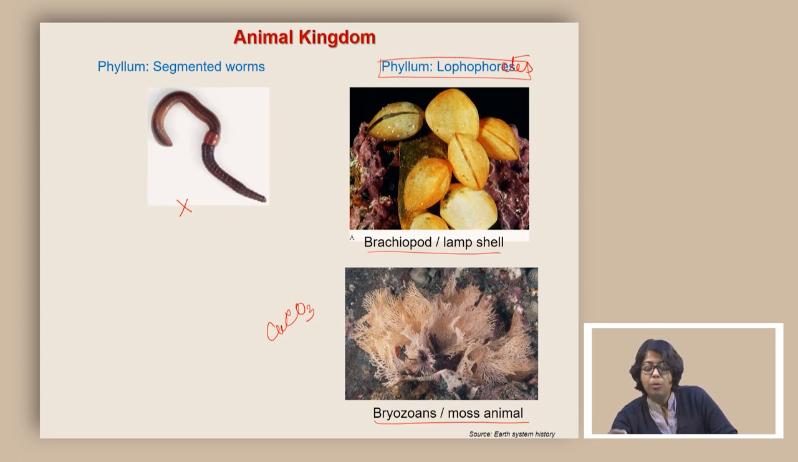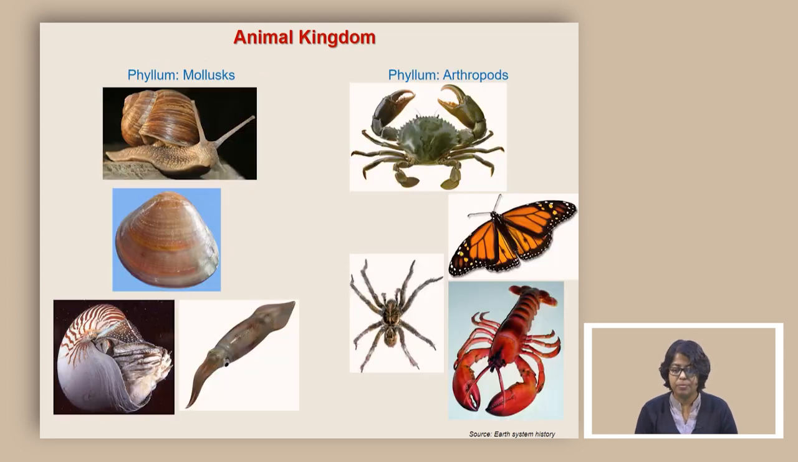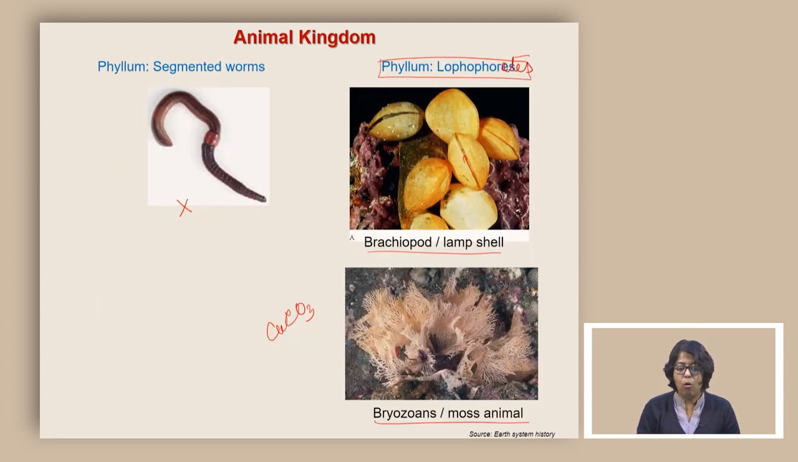Now, brachiopods or the lamp shells have two valves. That means they can open and close these valves as they want, and their soft tissue is always inside the valves. And the bryozoans create a mat-like thing and they often attach themselves to other organisms. And all of these lophophorates and bryozoans are marine animals. So we primarily look at the marine groups and we will find them. The same is true for cnidarians too. They are primarily marine animals.